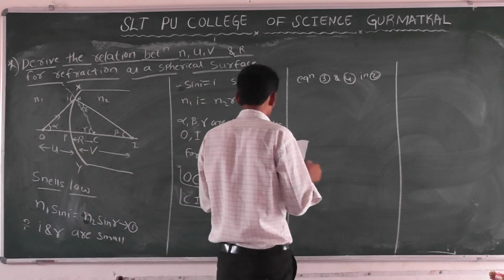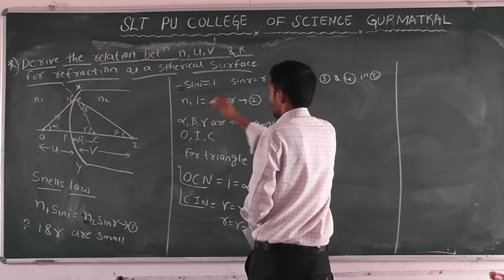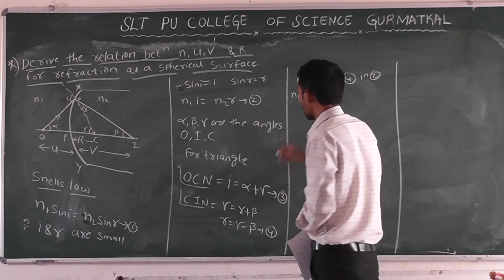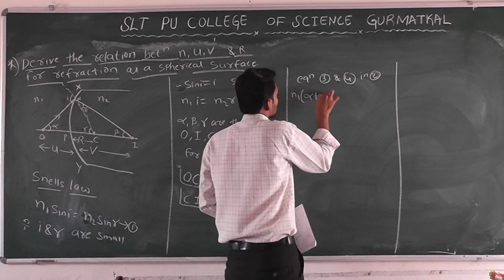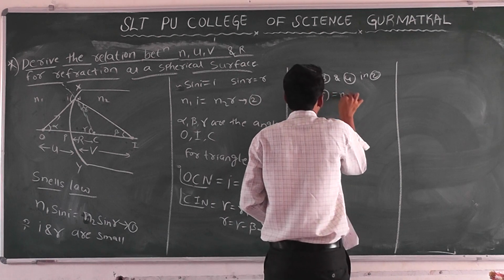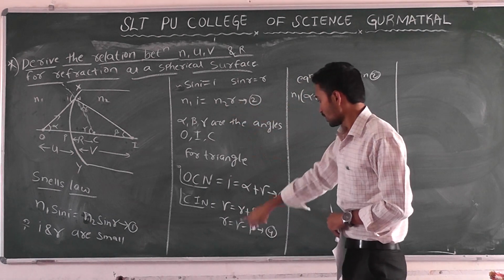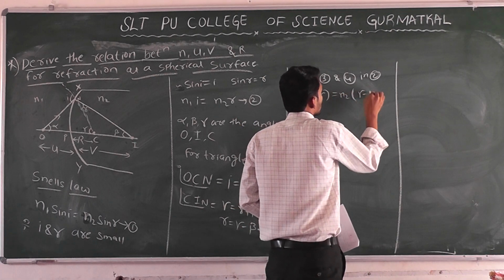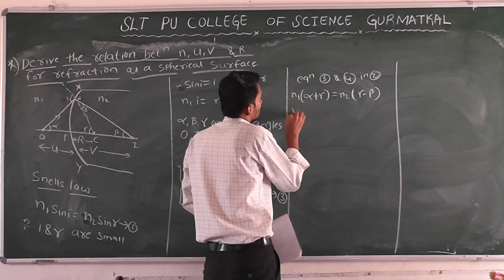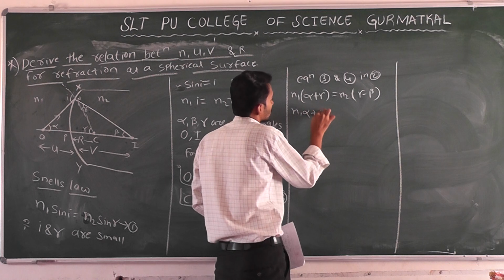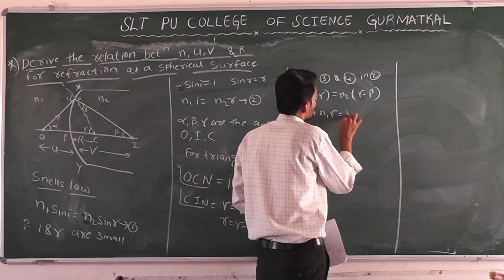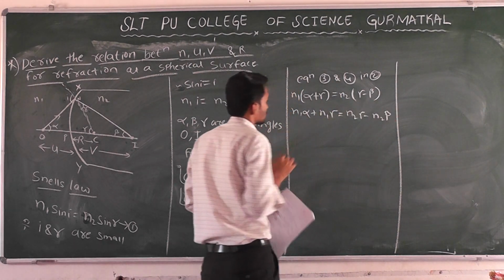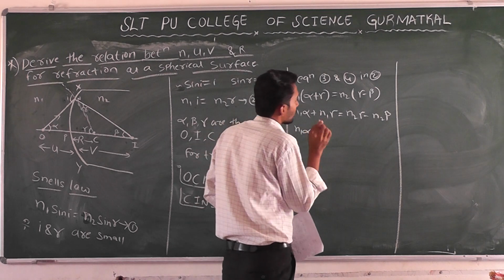So I will write equation 2 once again. N1 as it is. What is I here? Alpha plus gamma. In the place of I, I am writing alpha plus gamma. N1 times alpha plus gamma is equal to N2 as it is. What is R? Gamma minus beta. Here R means gamma minus beta. Next, multiplying, N1 alpha plus N1 gamma is equal to N2 gamma minus N2 beta.